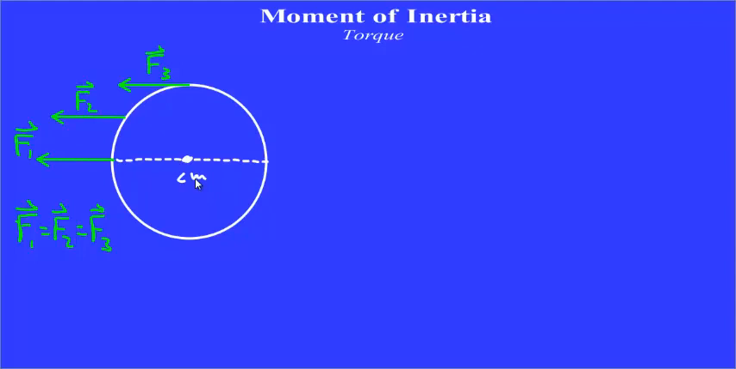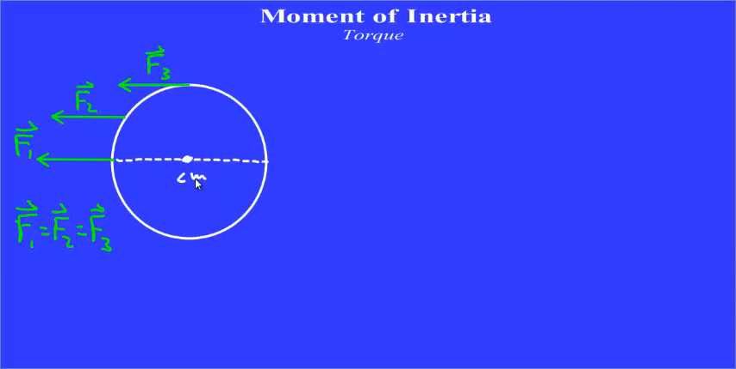It will only translate. But if you apply a force like F2 or F3, you're going to make the object translate and rotate. And that's what we want to look at today, because when a force is applied off-center, so to speak, when it's applied along a line that does not run through the center of mass of the object, then you're going to get rotation.